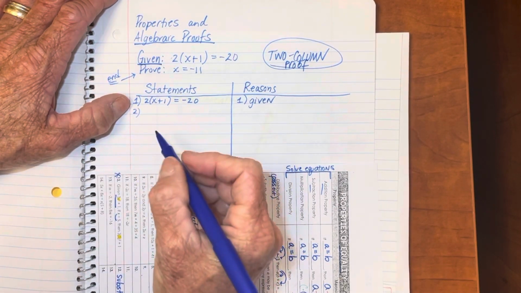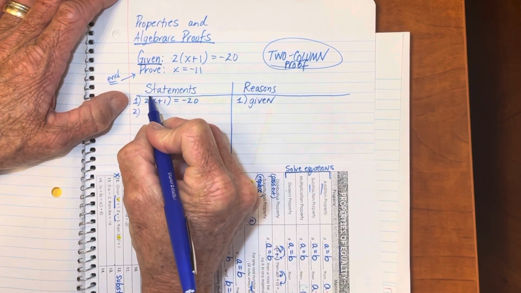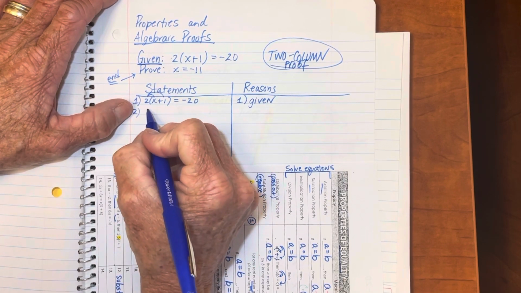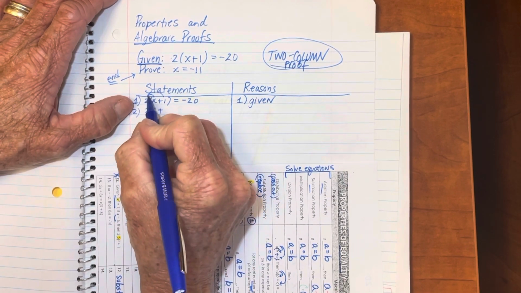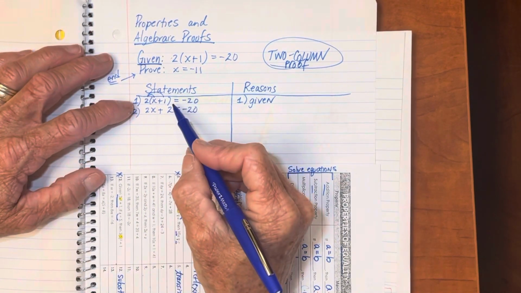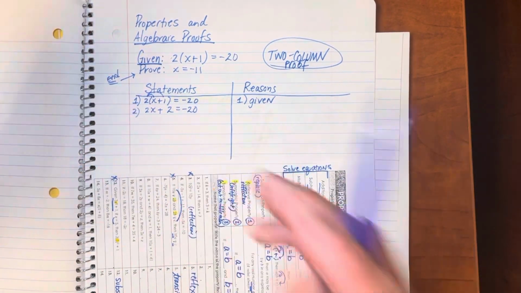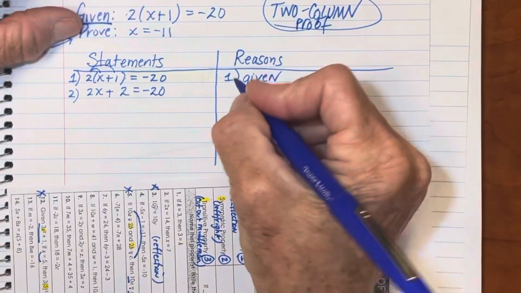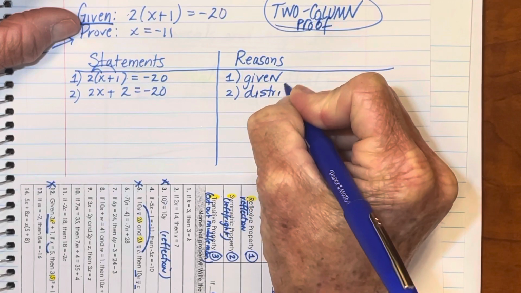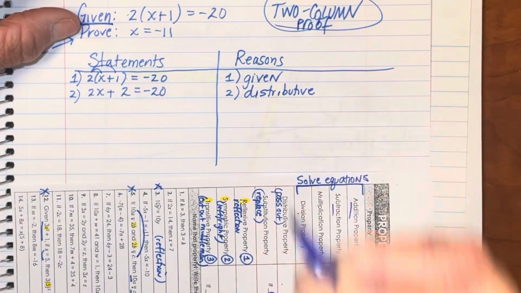Well, let's use our algebra skills. If I'm solving for x, I could go ahead and multiply the 2 through the parentheses. So we'll have 2 times x plus 2 times 1 is 2. So what did I do going from step 1 to step 2? What changed? I passed that 2 through the parentheses. I used the distributive property.